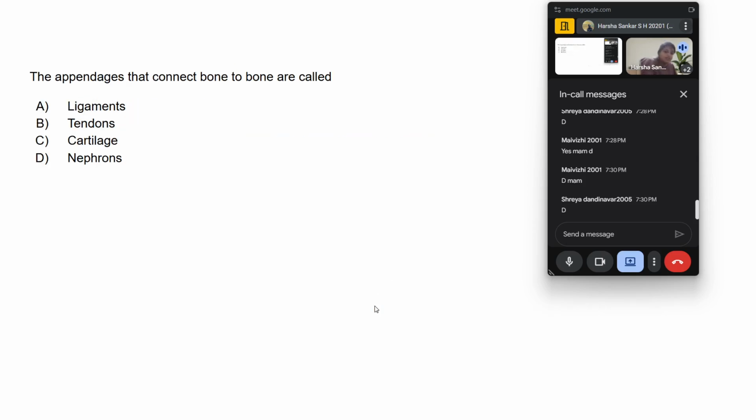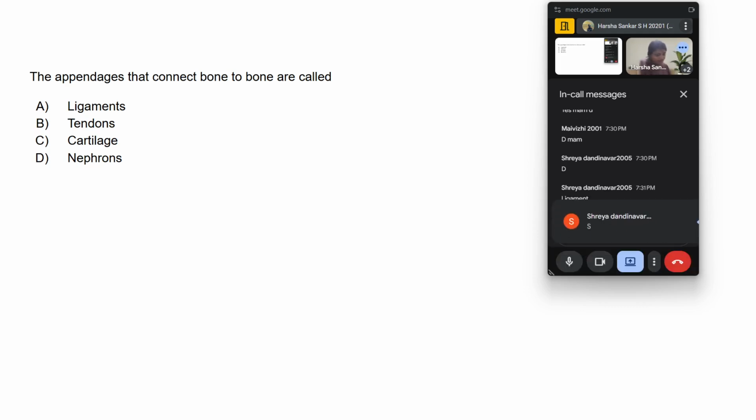The appendages that connect bone to bone are called: option A ligament, option B tendons, option C cartilage, option D nephron. Who connects bone to bone? Shreya is saying ligament. The correct answer is ligament. Ligaments connect bone to bone, while tendons connect bone to muscle. Please remember: ligament connects bone to bone, tendons connect bone to muscle. Very good.